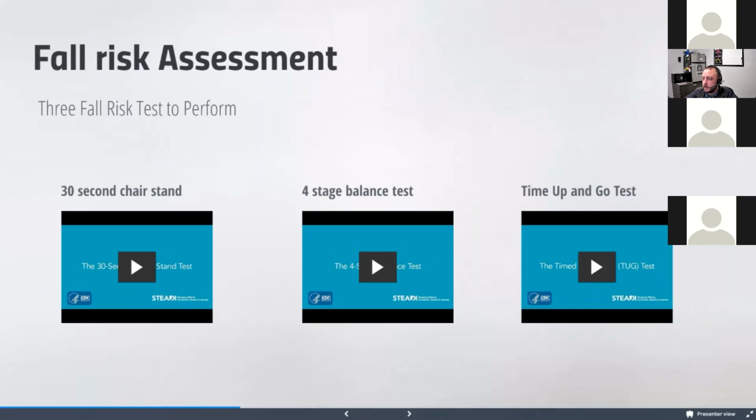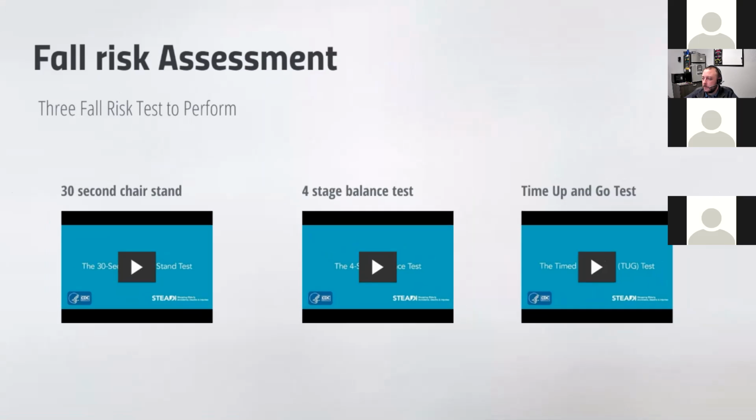All right, so that one was the 4-stage balance test. Obviously, anybody that you guys are concerned about falling, you're not going to have them stand with one foot up. How long did that take? Maybe a minute to do that one test. And it tells you a lot of information about their balance.